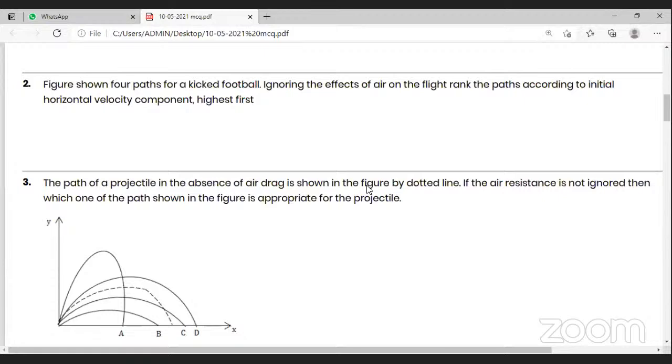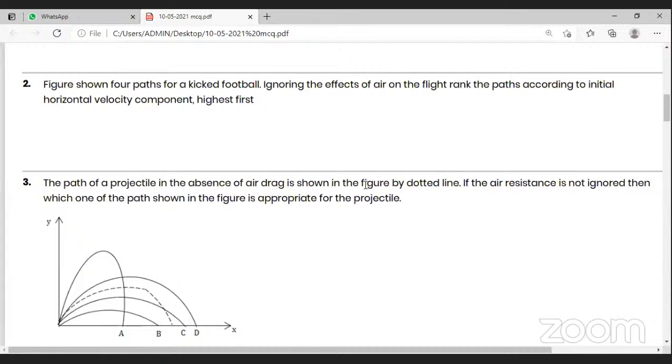Question number 2. Figure shows 4 paths of a kicked football. I think for the second question the diagram was given. Ignoring the effects of air on the flight, rank the paths according to initial horizontal velocity component, highest first. So I think this is the question.